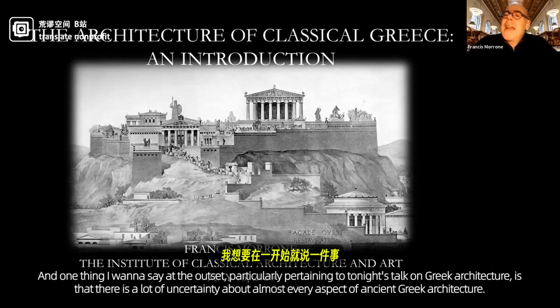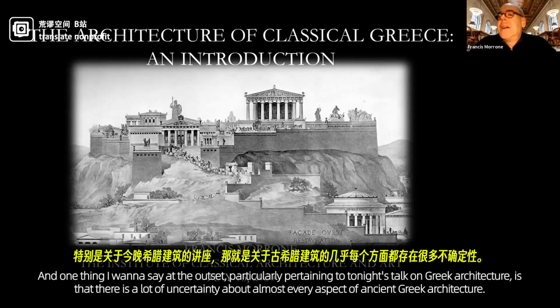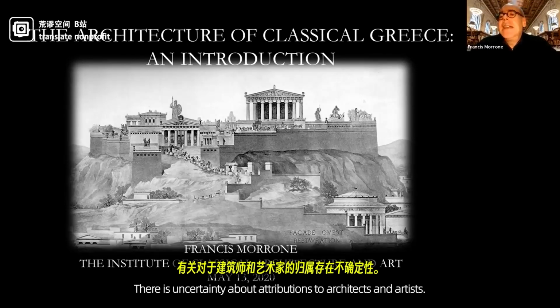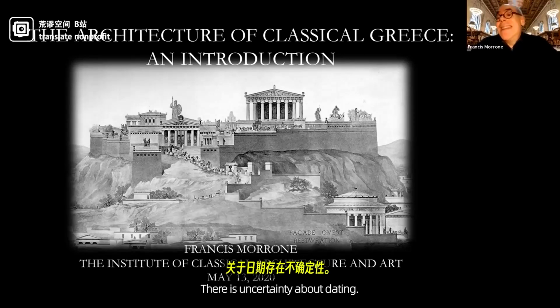So they're going to be pretty basic. And one thing I want to say at the outset, particularly pertaining to tonight's talk on Greek architecture, is that there is a lot of uncertainty about almost every aspect of ancient Greek architecture. There is uncertainty about attributions to architects and artists. There is uncertainty about dating.